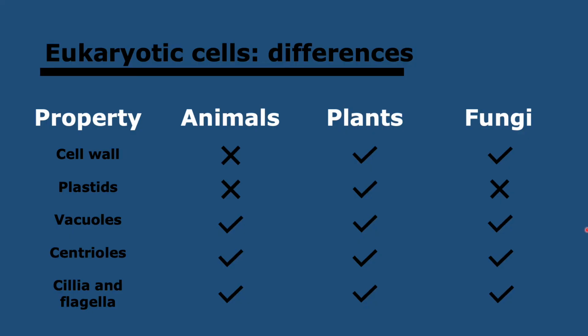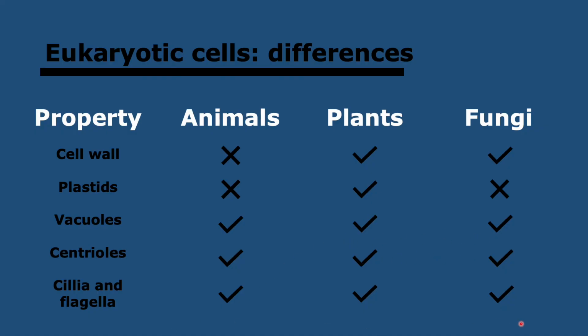Vacuoles, all three have them. However, in animals, they're normally small and temporary, whereas in plants and fungi, there's normally fewer, but they're a lot larger. Then centrioles, these are organelles that are like a cylinder, that's why they're called centriole, and they organize the assembly and the movement of structures within a cell. So all animal cells will have them. Fungi and plants only have them in swimming male gametes, so reproductive cells. Very rarely. I put a tick, but in reality, most cells won't for plants and fungi.